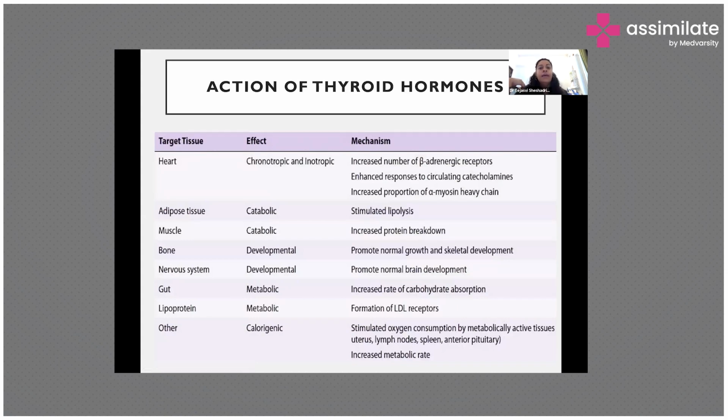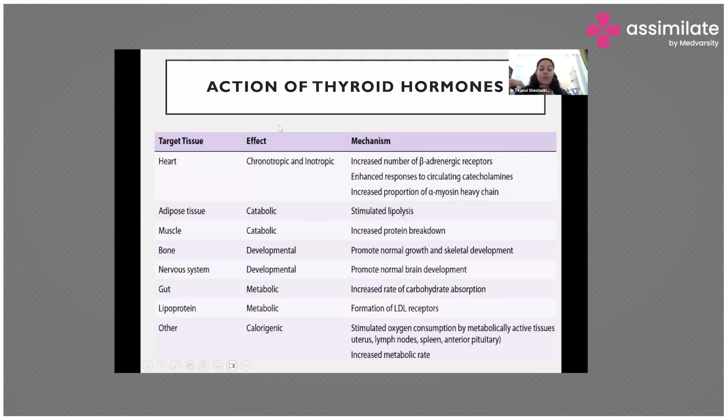So if a child is hypothyroid and does not have thyroid hormones, there is a tendency to gain weight because thyroid hormone is useful for lipolysis. Thyroid hormone also causes increased protein breakdown. In that way, it is catabolic. It helps in bone development.